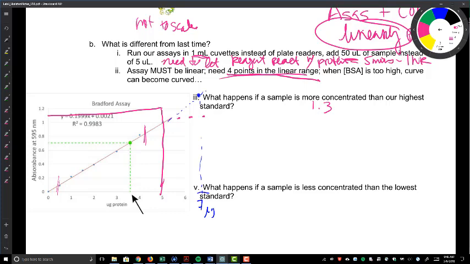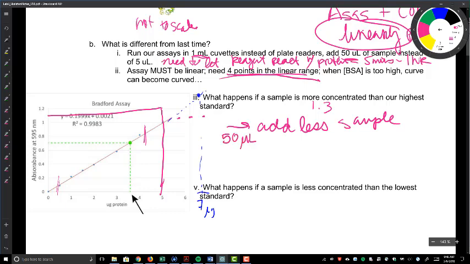So there are 2 options that you have, or a combination of these 2 options, that you can use to fix your sample to give it a lower concentration or a lower absorbance, and then you can back calculate. The first is you can add less sample. So you're adding a total volume of 50 microliters to your cuvette. So you can add less protein and more BSA and more water.